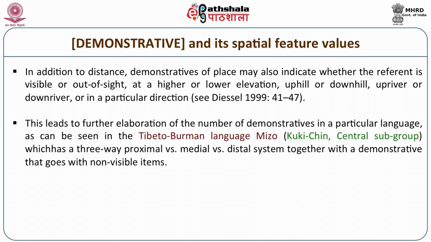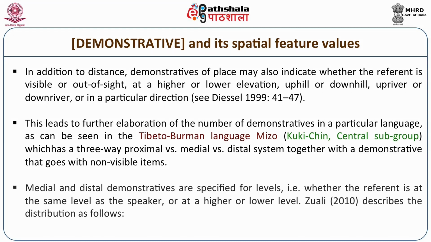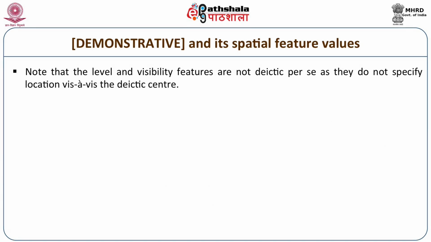Meso can show us. Meso has a three-way proximal versus medial versus distal system, together with a demonstrative that goes with non-visible items. Furthermore, medial and distal demonstratives are specified for level. That is, whether the referent is at the same level as the speaker or at a higher or a lower level. Note that these level and visibility features are not deictic per se, as they do not specify location vis-a-vis the deictic center. They are additions to deictic pronominals.